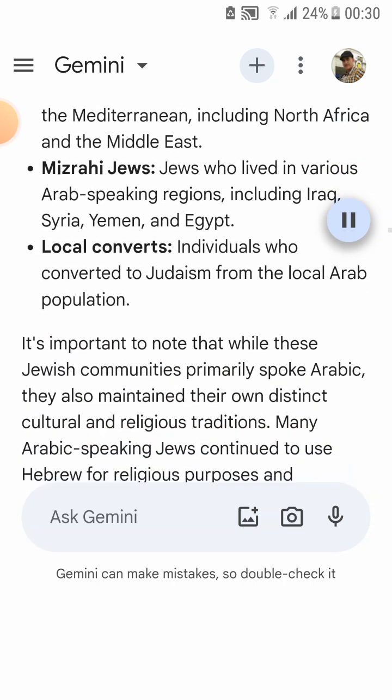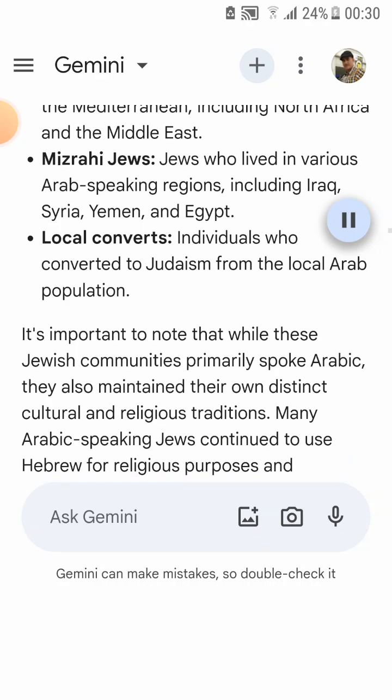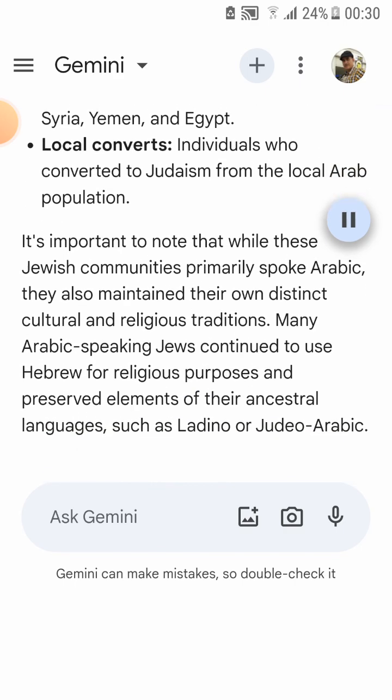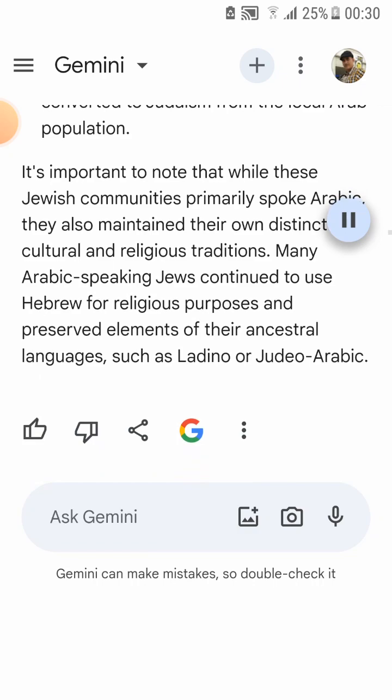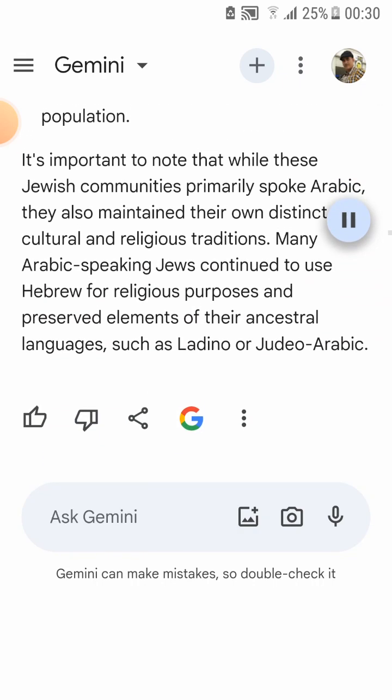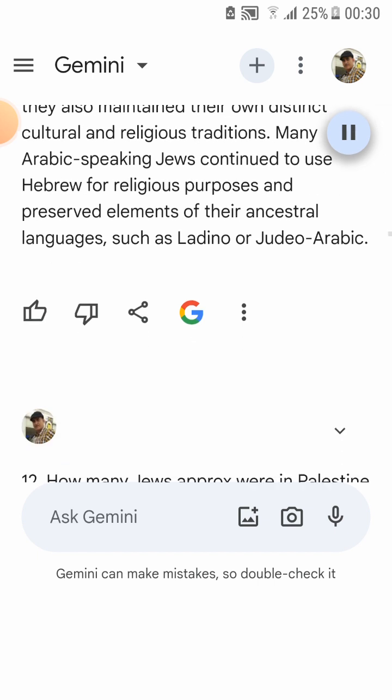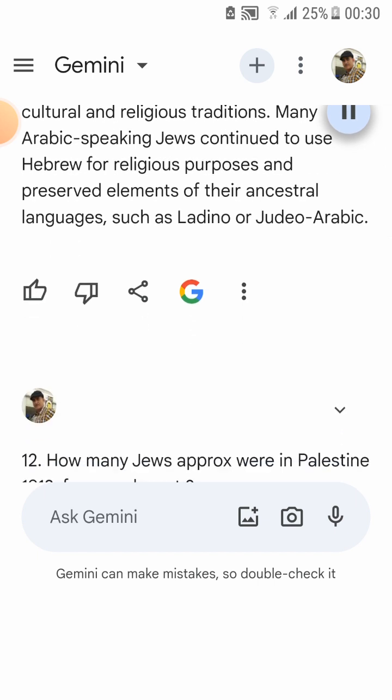Mizrahi Jews, Jews who lived in various Arab-speaking regions, including Iraq, Syria, Yemen, and Egypt. Local converts, individuals who converted to Judaism from the local Arab population. It's important to note that while these Jewish communities primarily spoke Arabic, they also maintained their own distinct cultural and religious traditions. Many Arabic-speaking Jews continued to use Hebrew for religious purposes and preserved elements of their ancestral languages, such as Ladino or Judeo-Arabic.